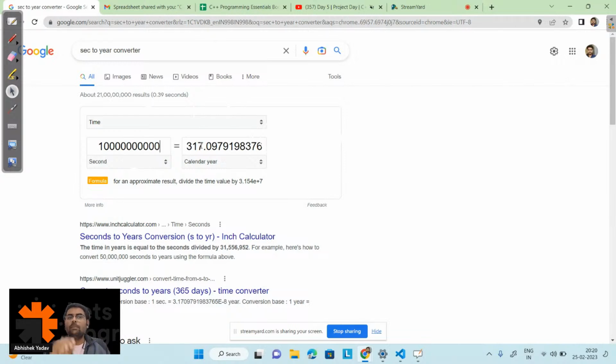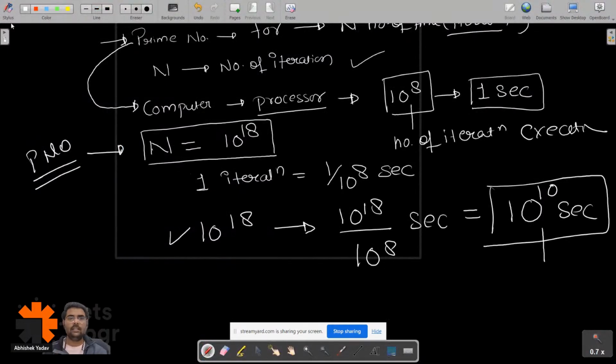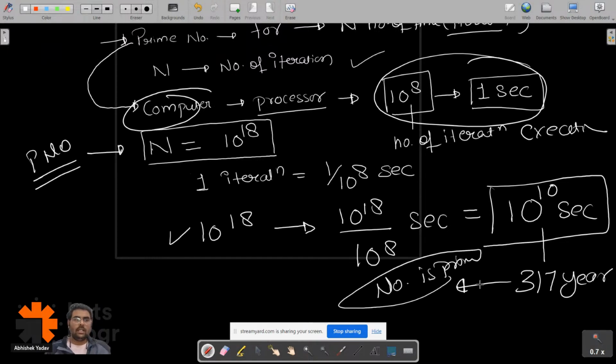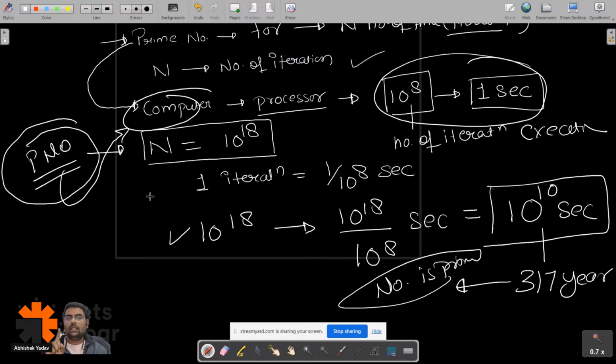So your computer with this configuration is taking 10 to the power 10 seconds, that is 317 years, to check whether the number is a prime number or not. So guys, you tell me, will you be alive till then? No, right? You are writing a small program to check whether the number is a prime number or not, and for that your computer is taking 317 years, right? So you are able to write a program, you are able to come up with the brute force solution.